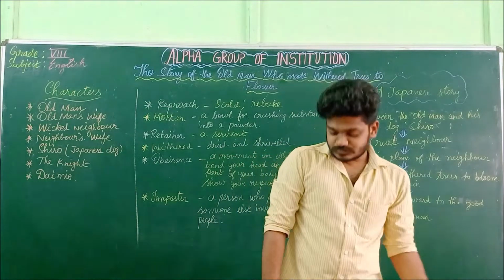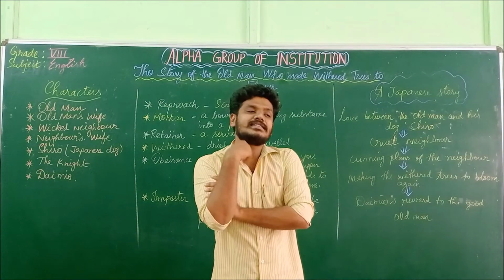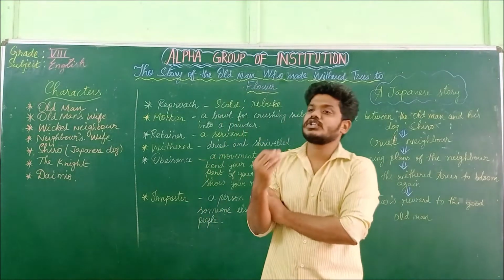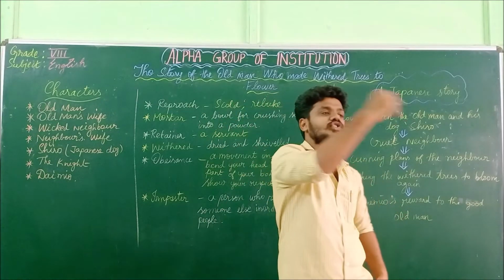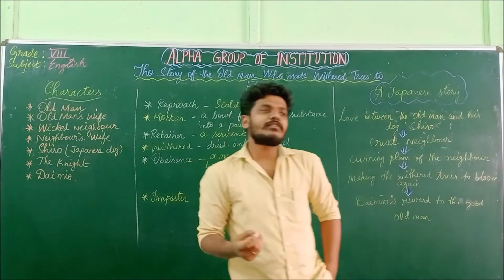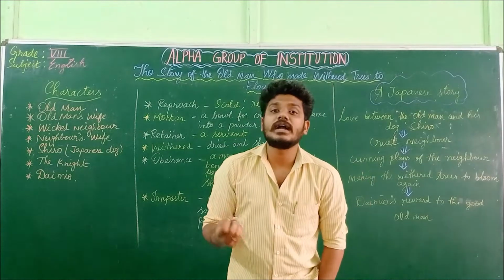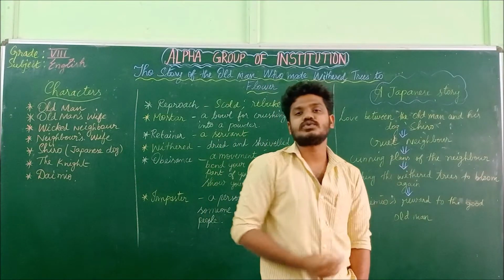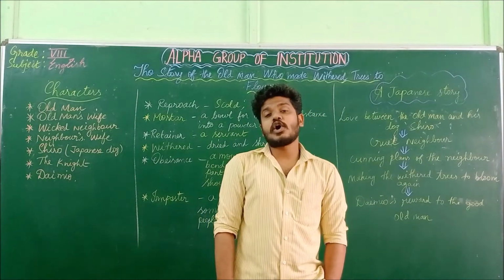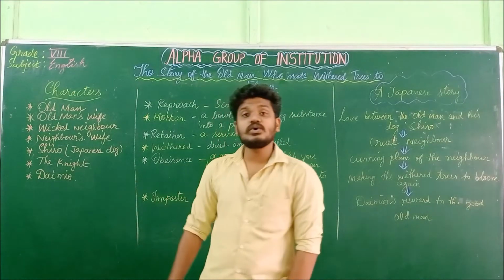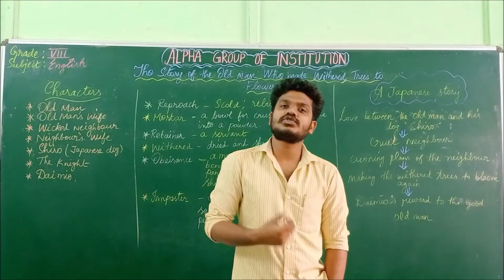So now, at their surprise, on seeing this old man sprinkling the ashes on the cherry tree, immediately after sprinkling, the tree started blooming and it was like giving cherry fruits. The king, the daimyo, stood up and was very much shocked.